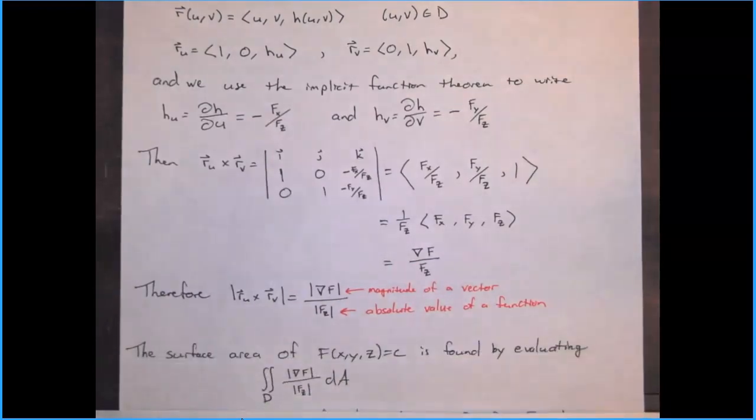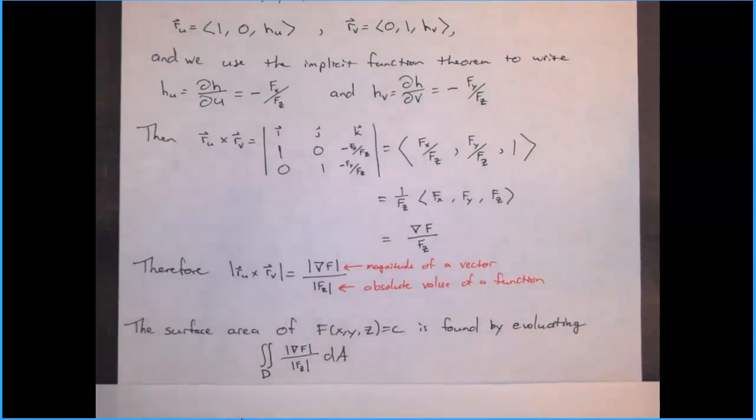So then the surface area of an implicit surface, so some function of three variables equal to a constant, can be found by this integral, where we're integrating the magnitude of the gradient over the absolute value of the z partial derivative. And D is a region in the xy plane. So here we're integrating with respect to x and y, unless you need to convert to polar or something like that.